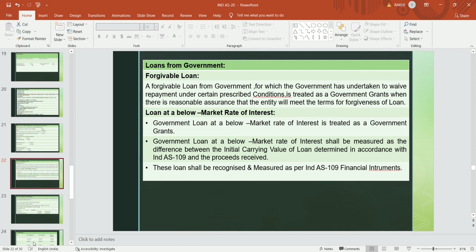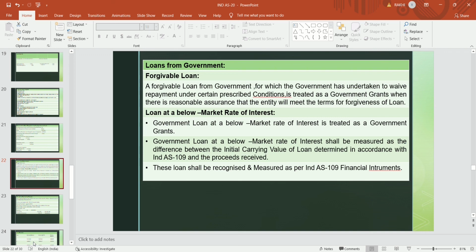From a government for which the government has undertaken to waive repayment under certain prescribed conditions. If the company fulfills this condition, I will forgive or waive off your loan. So if the company fulfills the condition, the government will forgive the loan of the company. When there is a reasonable assurance that the entity will meet the terms of forgiveness of the loan, only then will they get the forgivable loan.